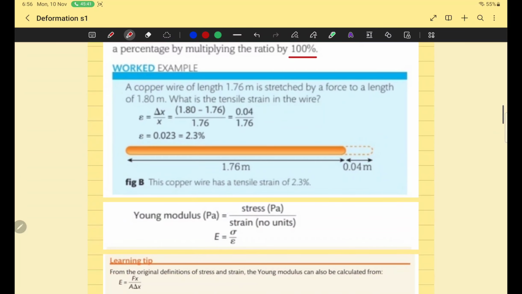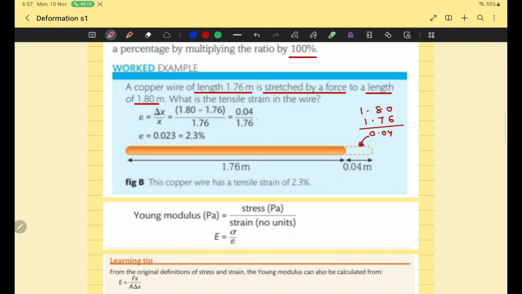The question is: a copper wire has a length of 1.76 meter. Sir, it is the original length. And this copper wire is stretched by a force, and now its length increases to 1.80 meter. So 1.80 is the final length, sir, 1.76 the original length. So the extension is 0.04 meter.